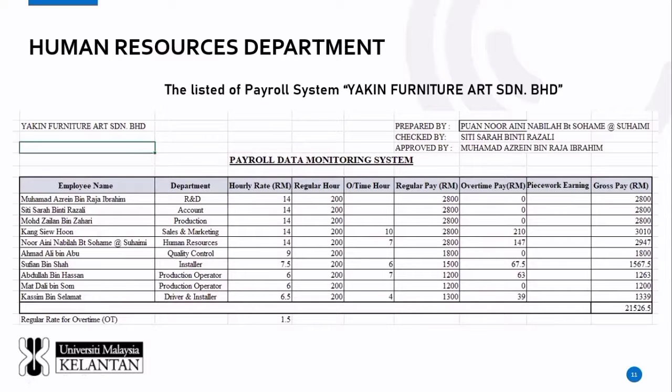For the next slide, we can see the human resource department, which runs through the payroll system for the company Yakin Furniture Art Sdn Bhd.